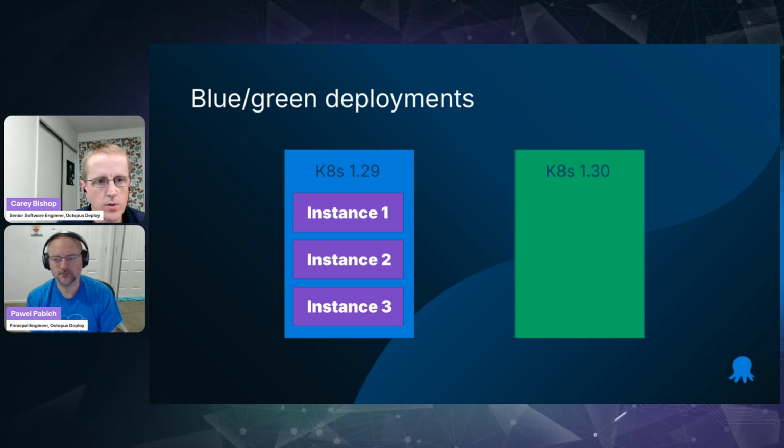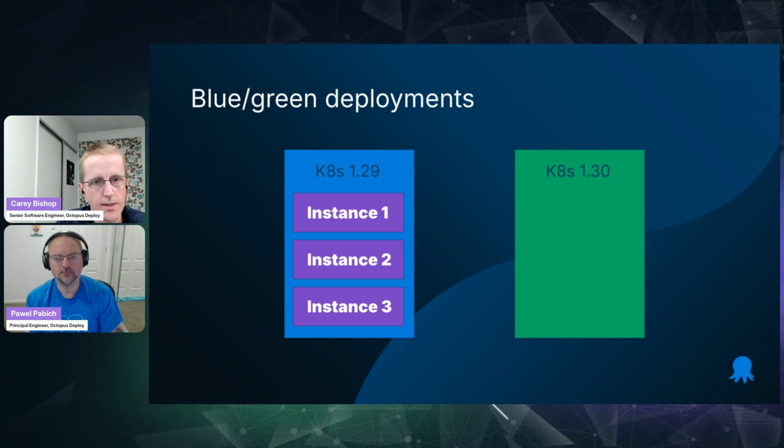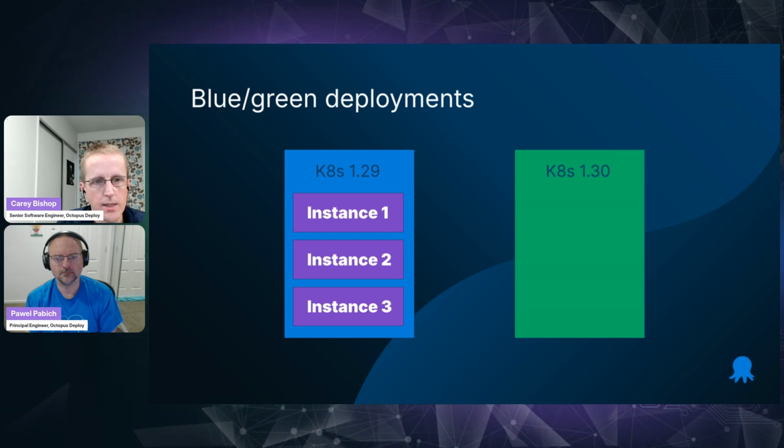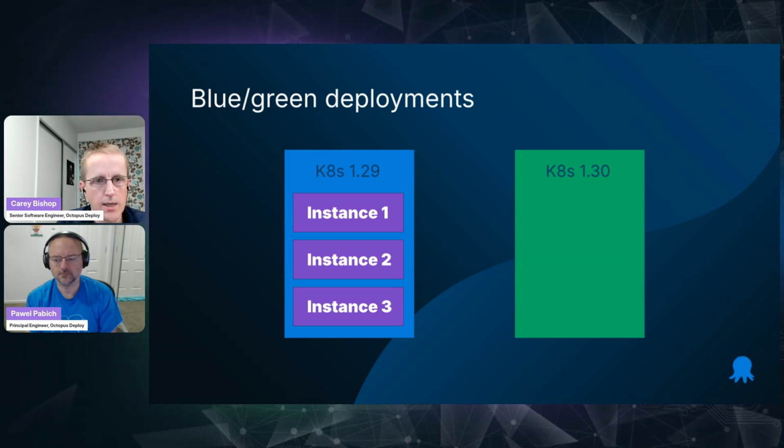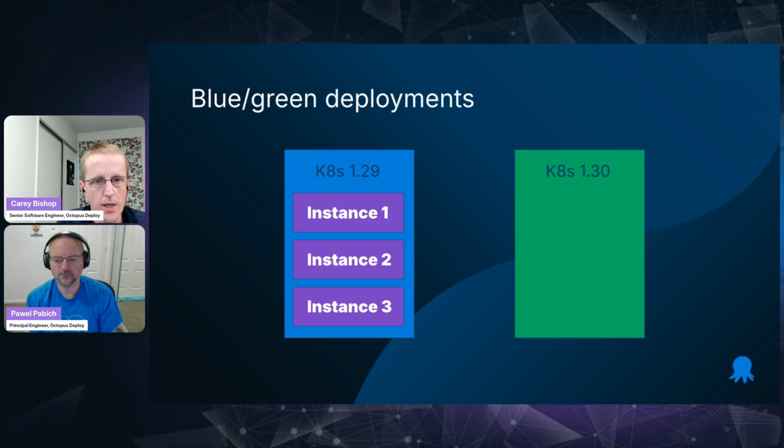So the first thing we'll do is we'll create a brand new cluster. So we've got our blue cluster, and we now have our green cluster. You'll note that there's nothing running on that 1.30 cluster yet. That's because we've just spun it up, and we're going to go through and test it and make sure it behaves correctly.